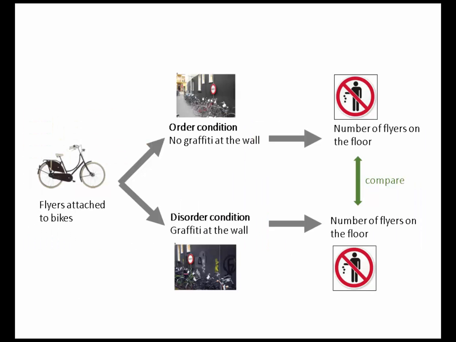And this is now the experimental design. You have flyers being attached to the bikes, and then you have your treatment and your control group. In this case, it was one day and then the next day. And in the order condition, there was no graffiti on the wall, while in the disorder condition, there was graffiti on the wall. And they did this at the same time of the day, on the same day of the week. So basically, there was no reason to believe that in the one case there should be another set of people walking along and having their bikes there and having to throw or not throw down those flyers that were attached to those bikes. The only thing that is different is that in the one case there was graffiti on the wall. So basically this contextual norm was being broken, while in the other case it was not.